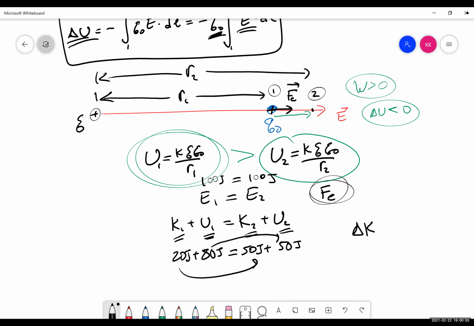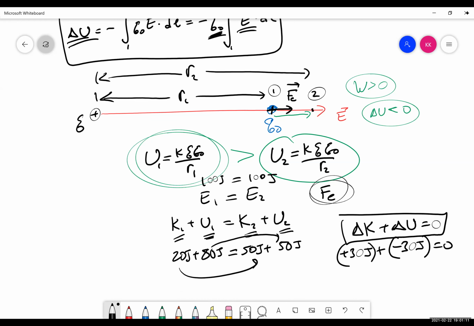That's why change in kinetic energy plus change in potential energy equals 0. That's conservation of energy. That means if I had negative 30 joules, that's how much potential energy I lost, I had a gain of 30 joules for the kinetic. So if we add those two together, you should get zero. This is the conservation of energy. Now, conservative forces convert from one type of energy to another type of energy. And that's what we have.